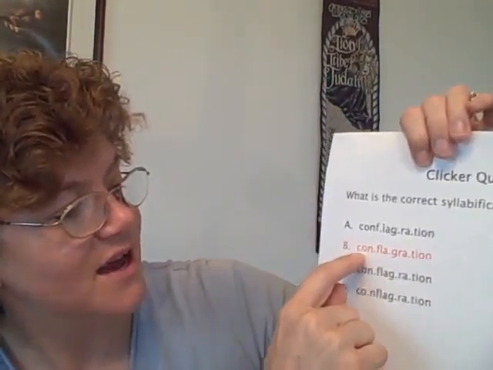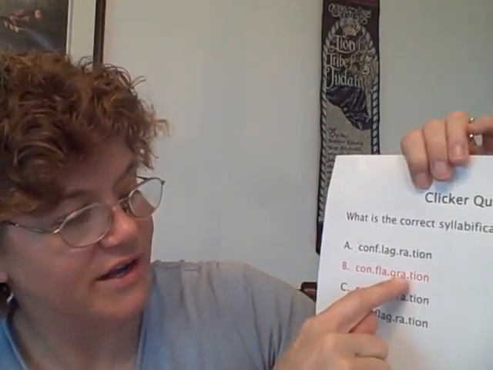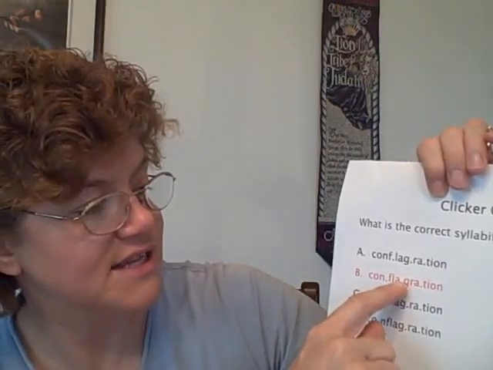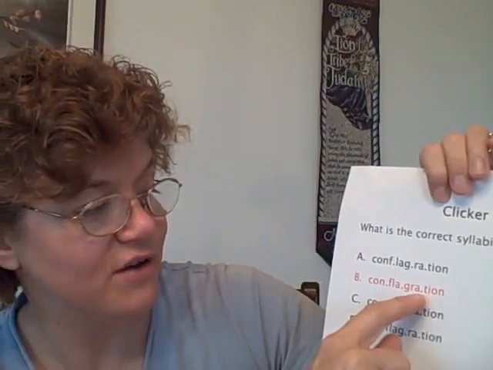Here's another question for you. What is the correct syllabification for conflagration? Conflagration, if I can say the word. Think about it. Where do you break it up? I think the tricky part here, and I'm going to actually show you the answer, is conflagration. So the gr goes all together. So that's the onset of that syllable. But there's no coda. You don't have to have a coda. So that's how you divide it up.